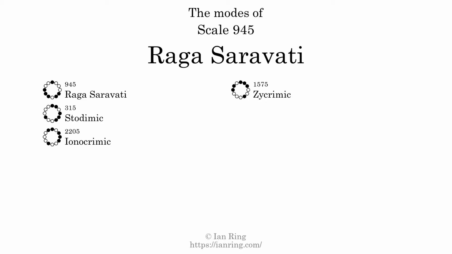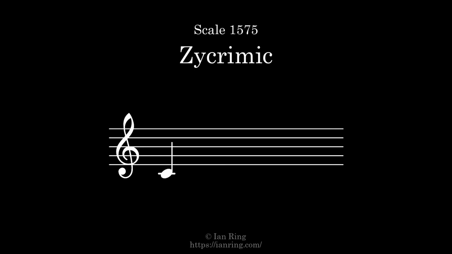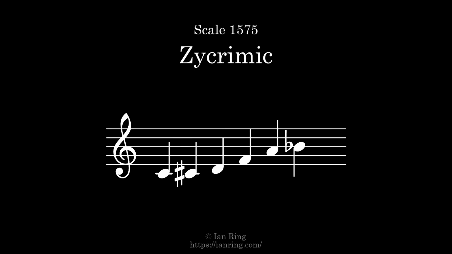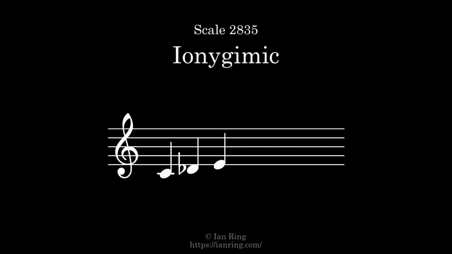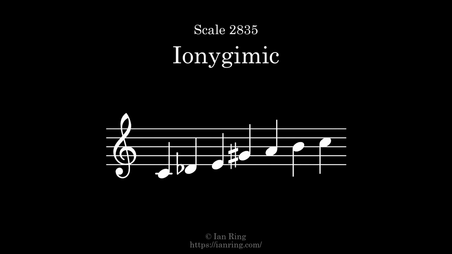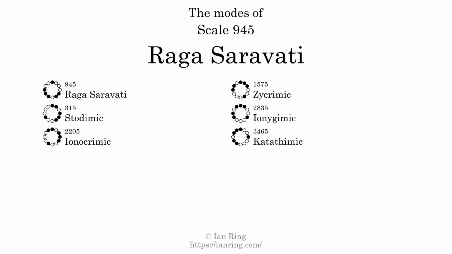The fourth mode is scale 1575, also known as zycrimic. It sounds like this. The fifth mode is scale 2835, also known as ionogamic. It sounds like this. The sixth and last mode is scale 3465, also known as catathymic. It sounds like this.